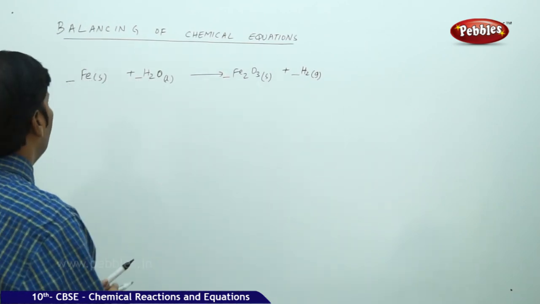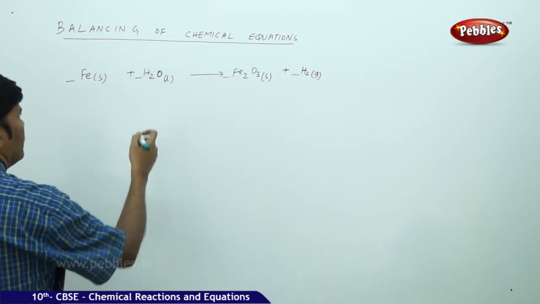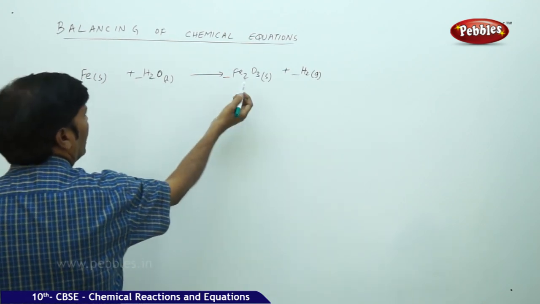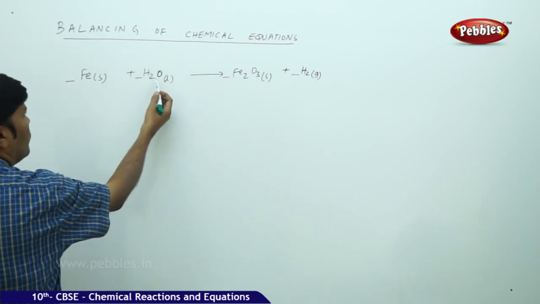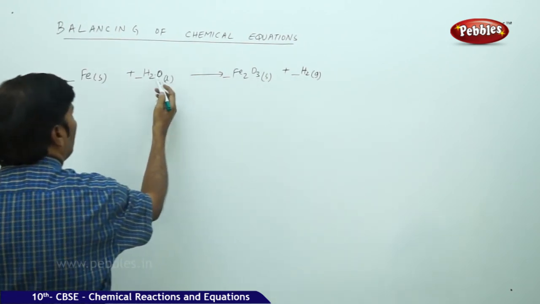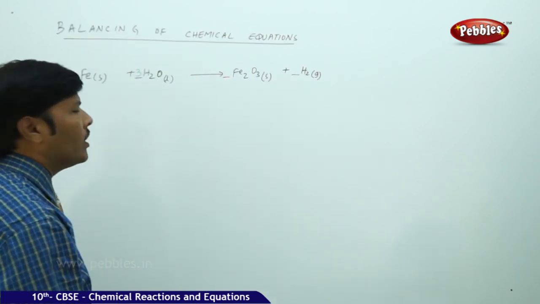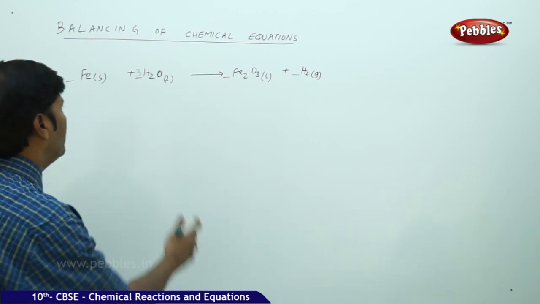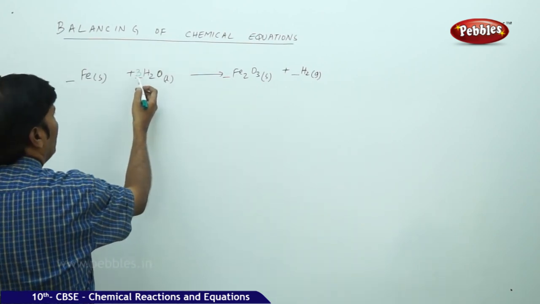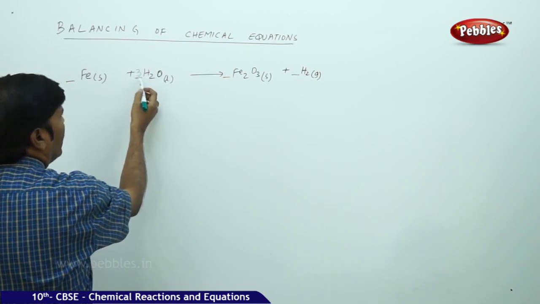So what we can do here is, we can see that the number of hydrogens is 2 here, and here the number of hydrogens is 2, and the number of oxygens is 3, while here we have only one oxygen. So the first thing I'm going to do is place a molar coefficient 3 beside water. This 3 is not only balancing the number of oxygens, it is also balancing the number of hydrogens.